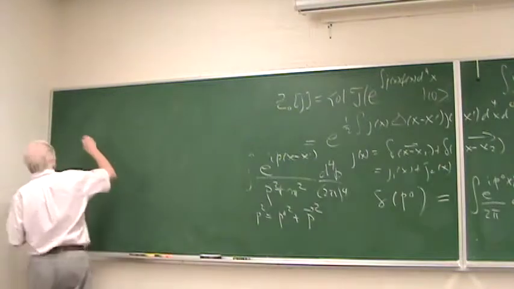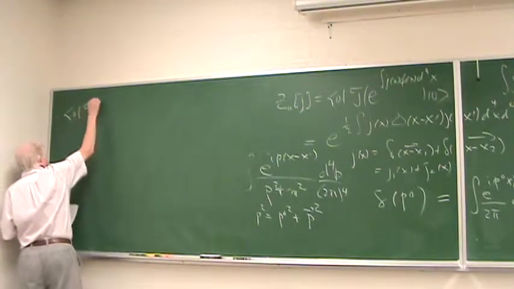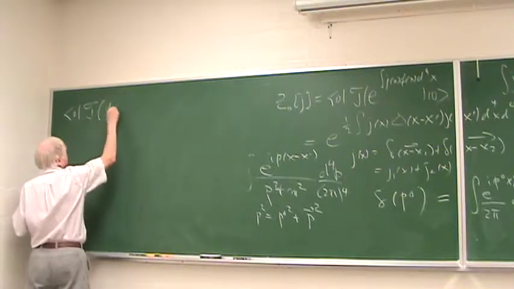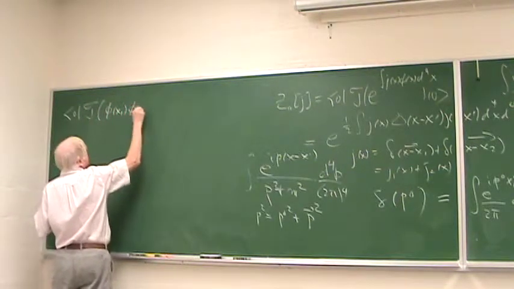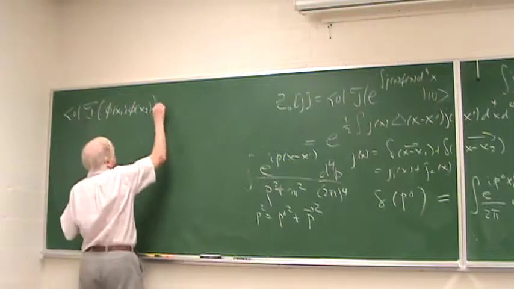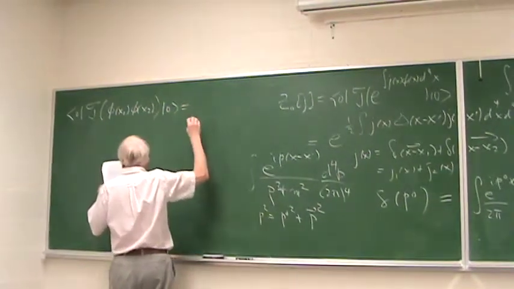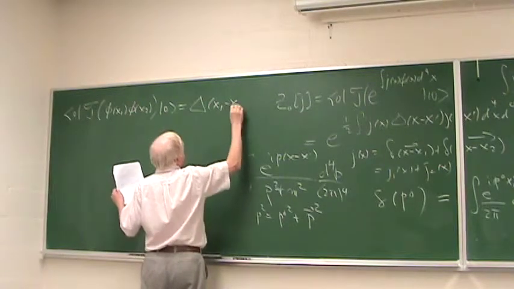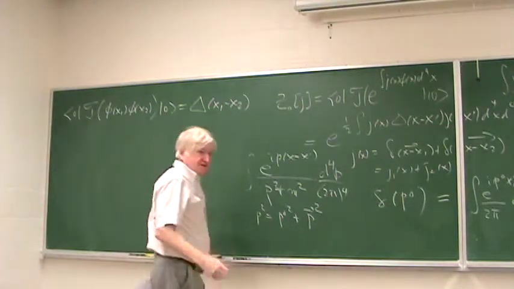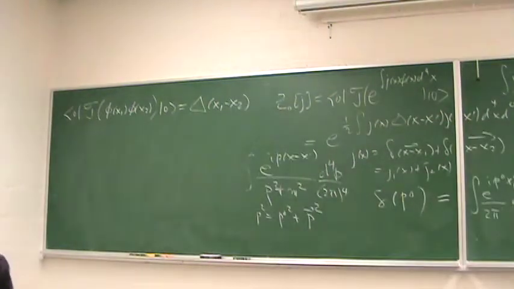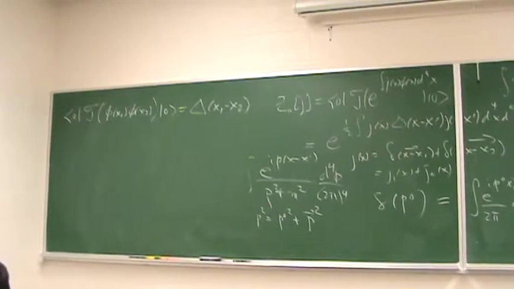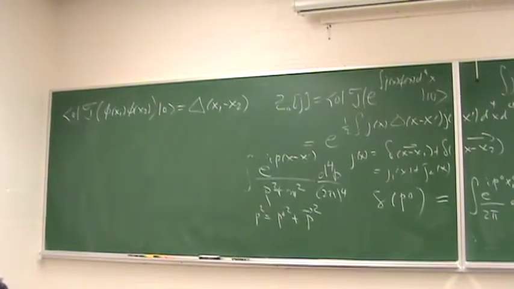Namely, what we get is that the time ordered mean value in the ground state, the time ordered product of φ(x1), φ(x2), with Euclidean time order, is just delta(x1 minus x2), which is, in other words, what survives here. This becomes 1. We have that, and these terms are 0.